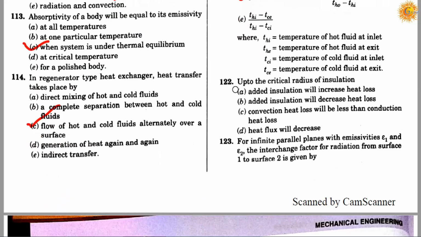Question number 122. Up to the critical radius of insulation, option A, added insulation will increase heat loss. Option B, added insulation will decrease heat loss. Option C, convection heat loss will be less than conduction heat loss. Option D, heat flux will decrease. Correct answer is B. It means up to the critical radius of insulation, added insulation will decrease heat loss.